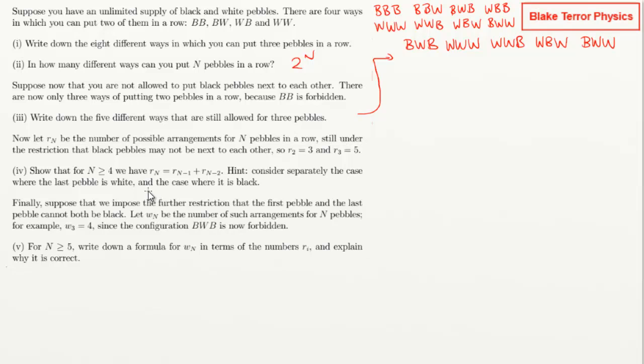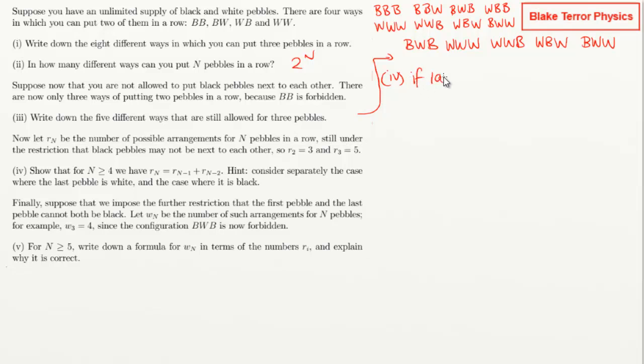Excellent. Now let R subscript n be the number of possible arrangements of n pebbles in a row, still under the restriction that black pebbles may not be next to each other. So R2 is 3, R3 is 5. Okay. Show that for n greater than or equal to 4, we have Rn is Rn minus 1 plus Rn minus 2. Hint, consider separately the case where the last pebble is white and the case where it is black. Right. So, well, let's follow their instructions then.